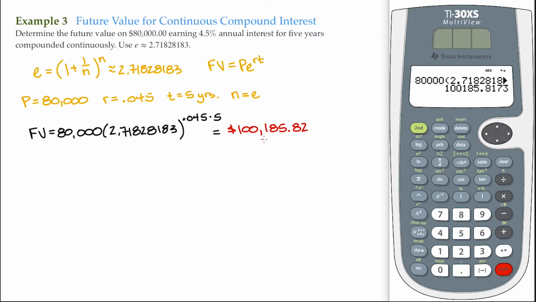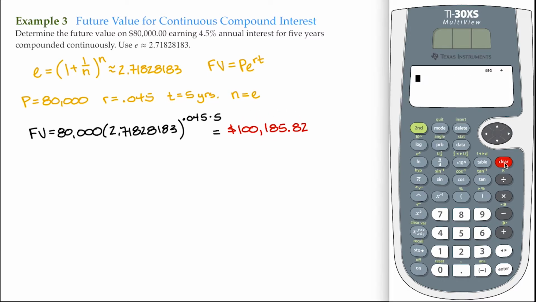This is the most money that you can make if you invest $80,000 earning 4.5% for 5 years. Because this is continuous, no rate of return gets greater than this.